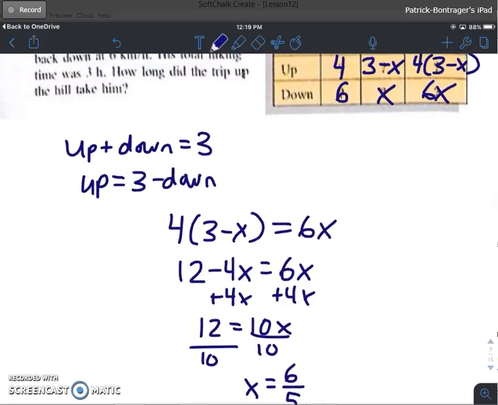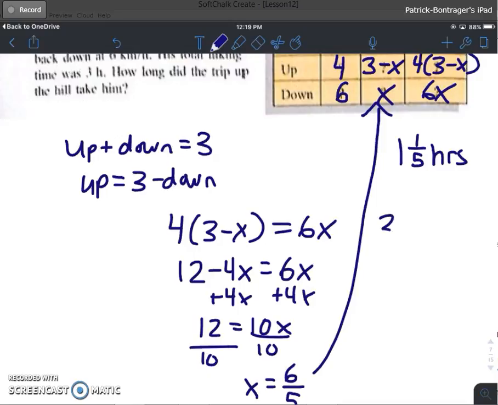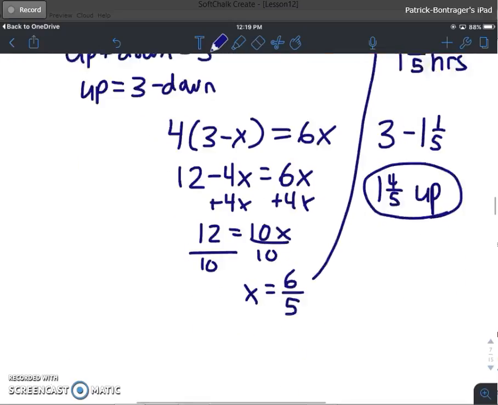So the time down is 6/5 of an hour, or 1 1/5 hours. How long did the trip up take? So the time up was 3 minus 1 1/5, which equals 1 4/5. That's how long the trip up takes. So that's the answer to your question.